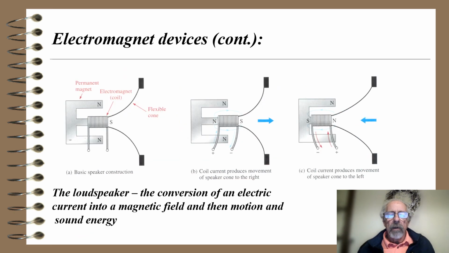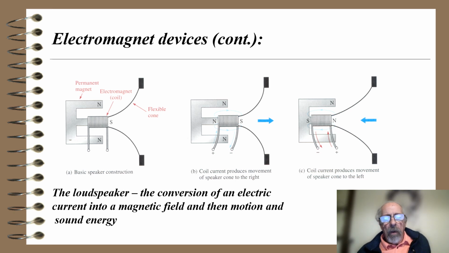How about a loudspeaker? A loudspeaker is another application of a permanent magnet. In part A of this figure, we see a permanent magnet with a north pole and a south pole, where the south pole is the center of the permanent magnet, and the north poles are the two extremes on top and bottom of that magnet. There's an electromagnetic coil, and it's connected to a flexible cone.